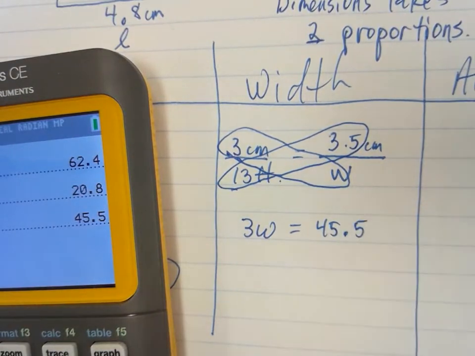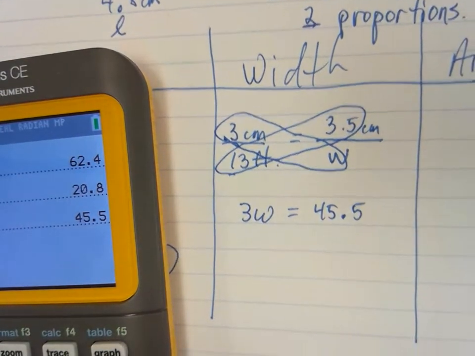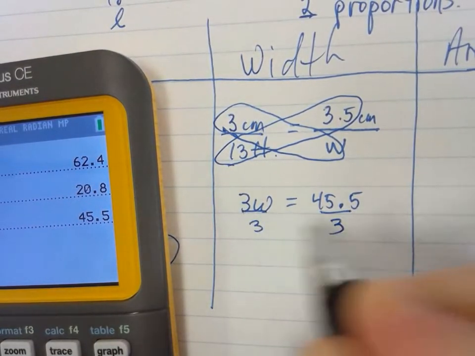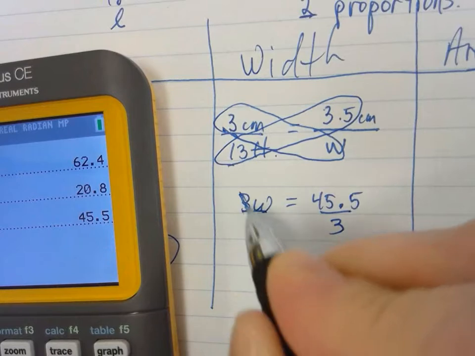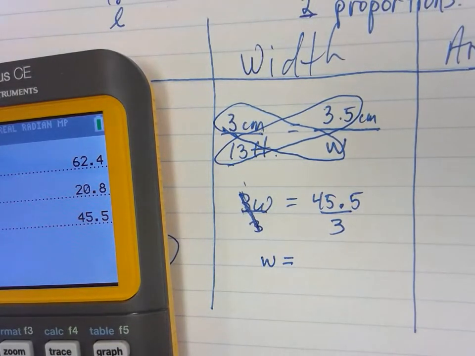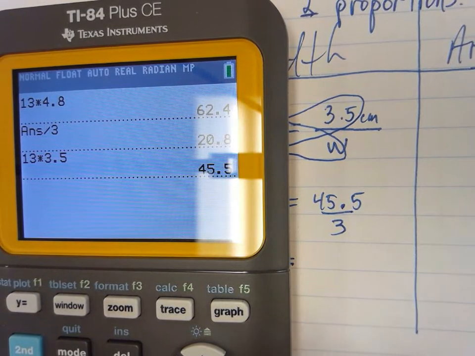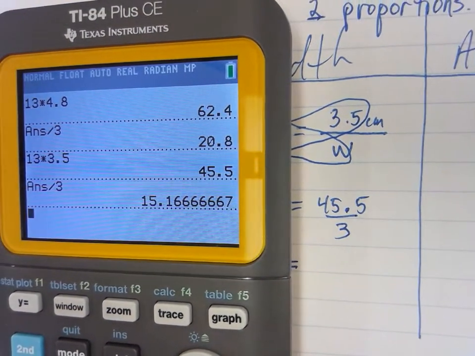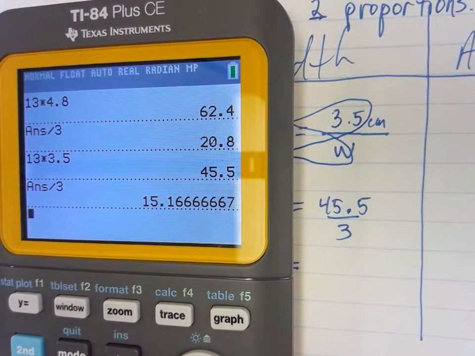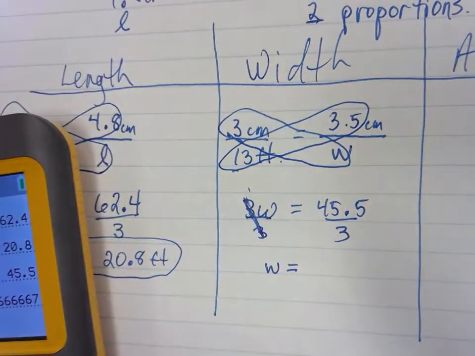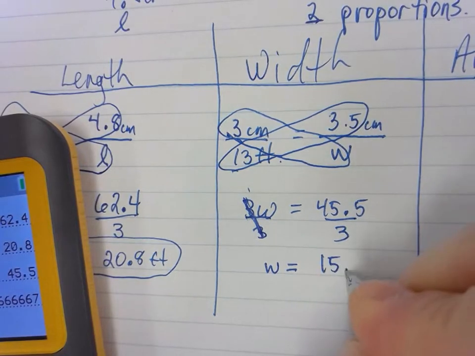All right, so now I've got my cross products, and I got to do a little one step here to solve it. I got to divide by 3 on both sides. 3 divided by 3 is 1, they cancel out. And so my width for my room, when I divide that by 3, is, now again we're going to the hundredths place, so that would be 15.17. 15.17 feet.